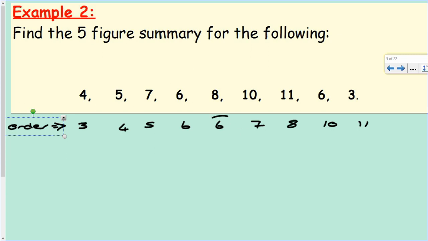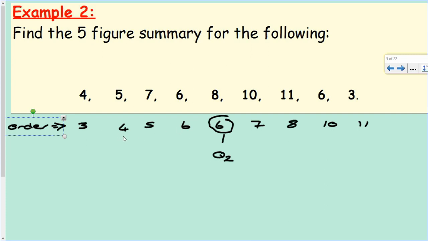So this second 6 here split them in half perfectly for me. I've got 4 numbers here, and I've got 4 numbers here. So we've got Q2 for our median. Now I want to split these numbers exactly.